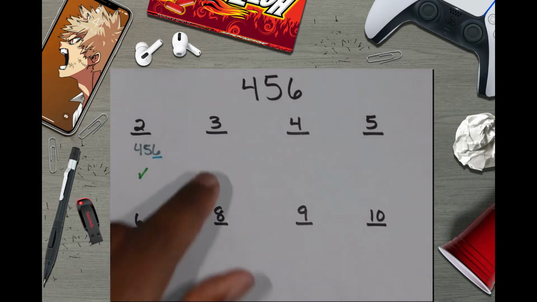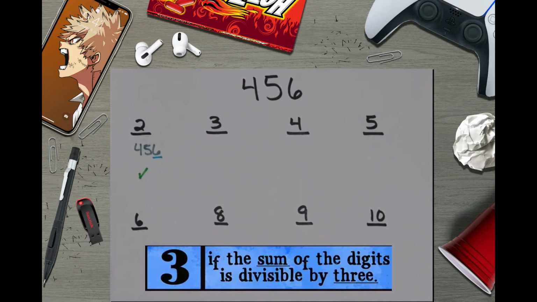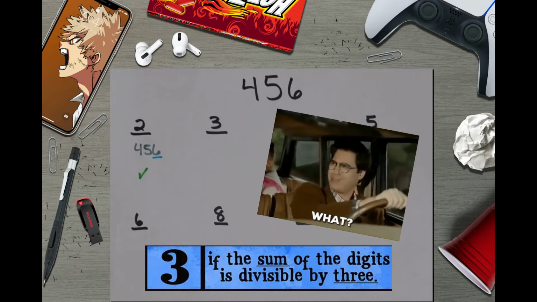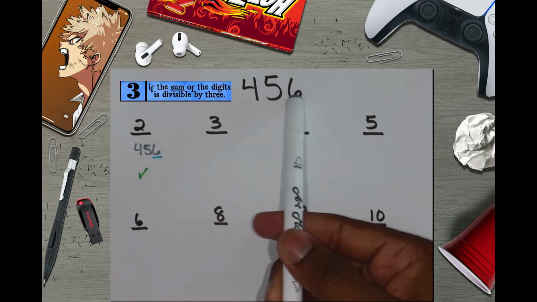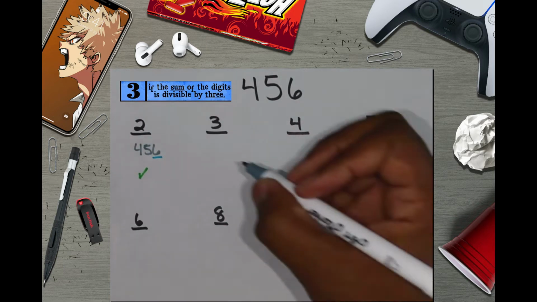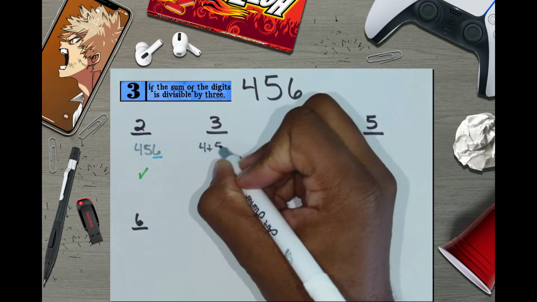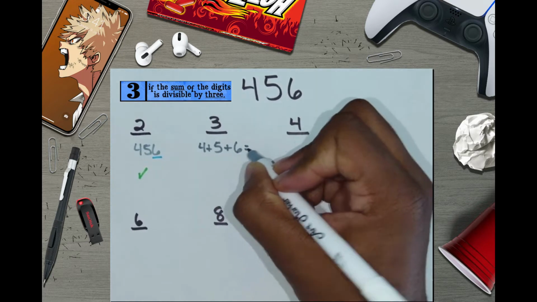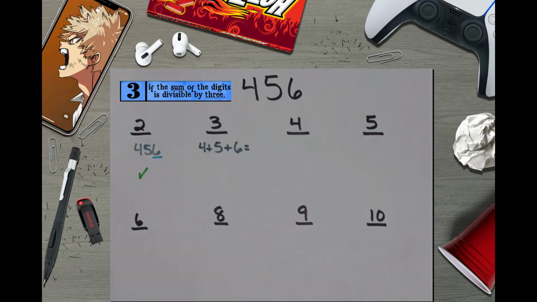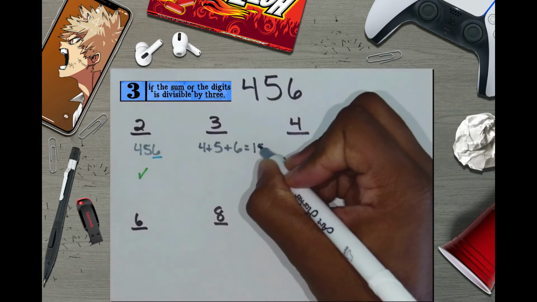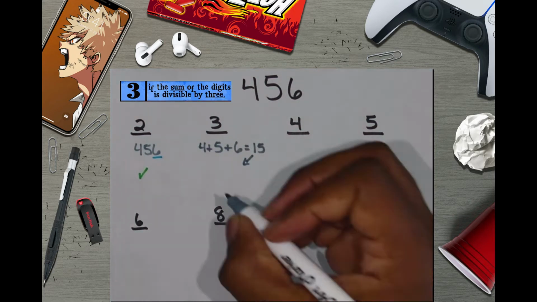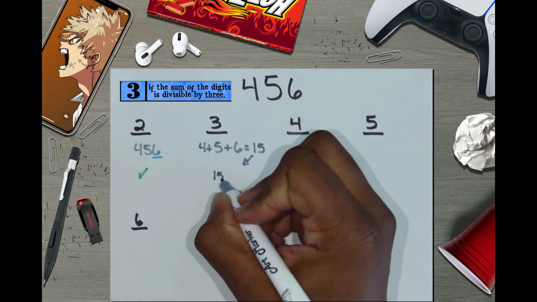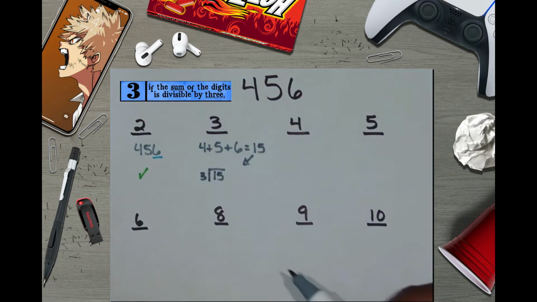Is 456 divisible by 3? Well, the divisibility rule for 3 says the sum of the digits is divisible by 3. A lot of people get confused by the sum of the digits. It means I have to take all of these digits in 456 and add them up. So I have 4 plus 5 plus 6. 4 plus 5 gives me 9, plus 6 is going to give me 15. Now I'm going to take my 15 and see if it's divisible by 3. So basically I'm dividing 15 by 3.